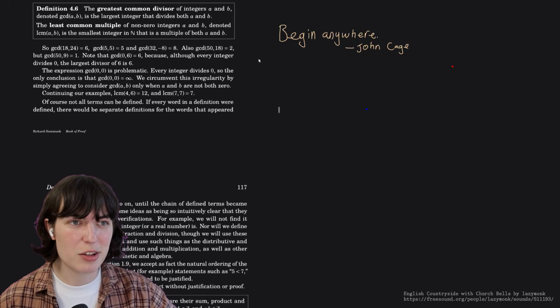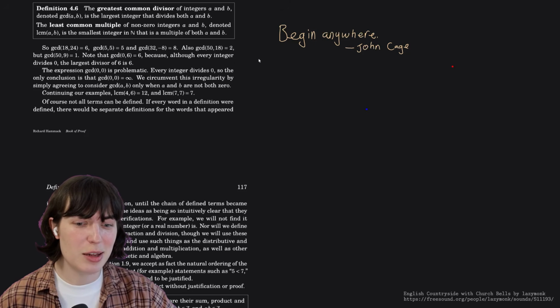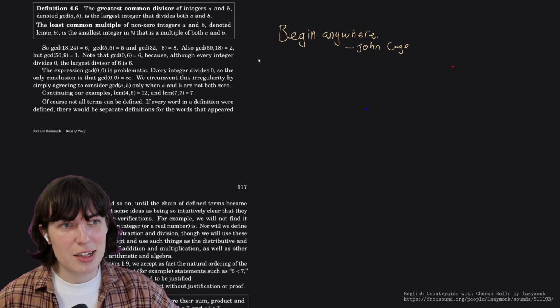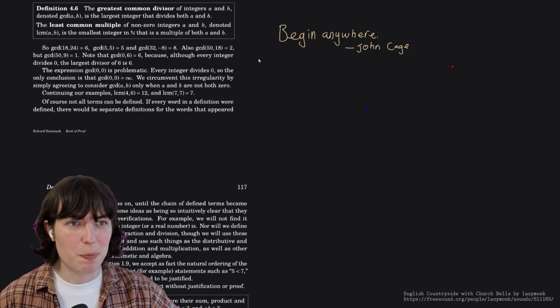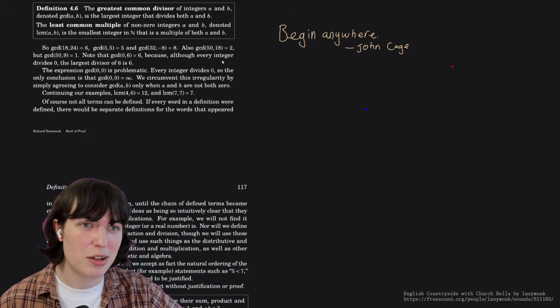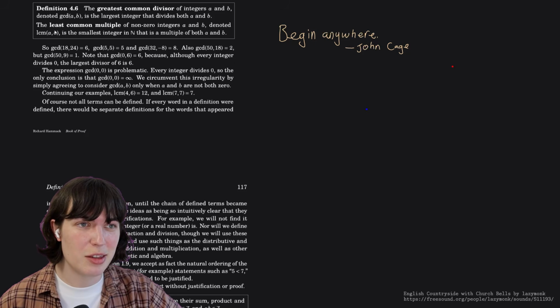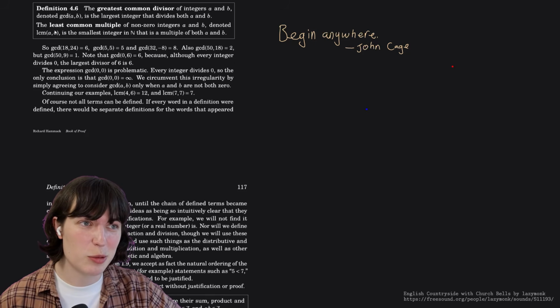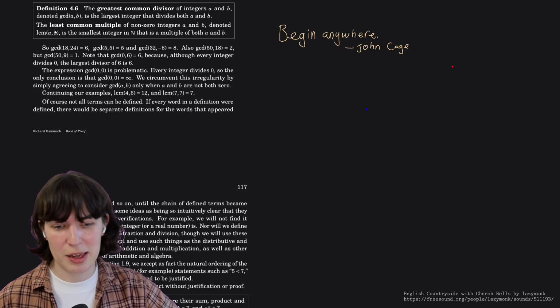Definition 4.6. The greatest common divisor of integers a and b, denoted GCD(a, b), is the largest integer that divides both a and b. The least common multiple of non-zero integers a and b, denoted LCM(a, b), is the smallest integer in the natural numbers that is a multiple of both a and b.